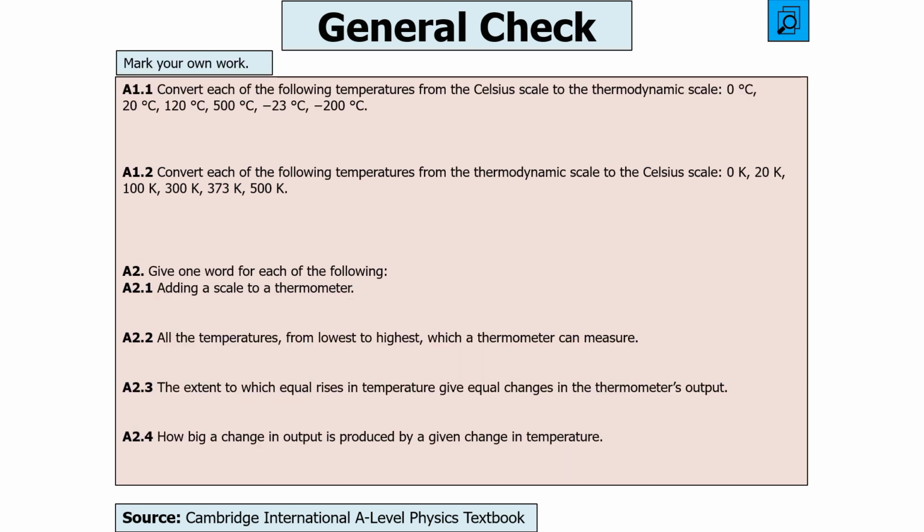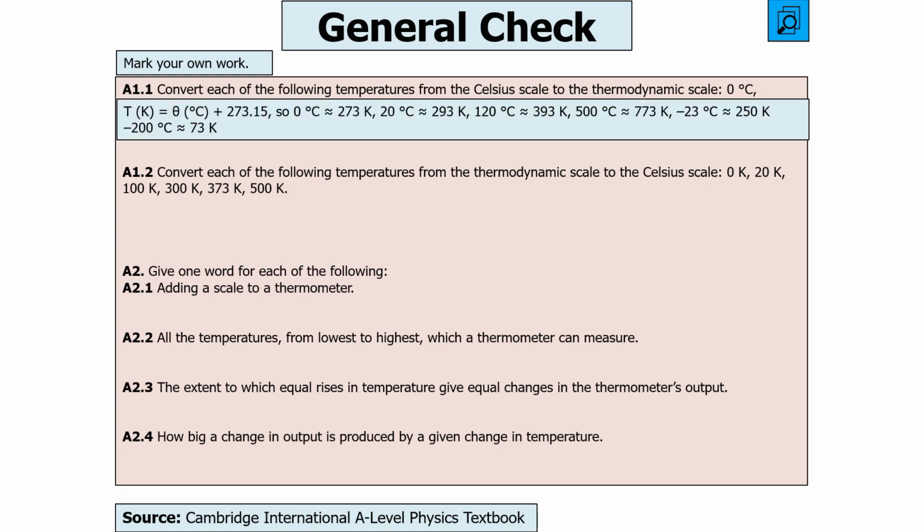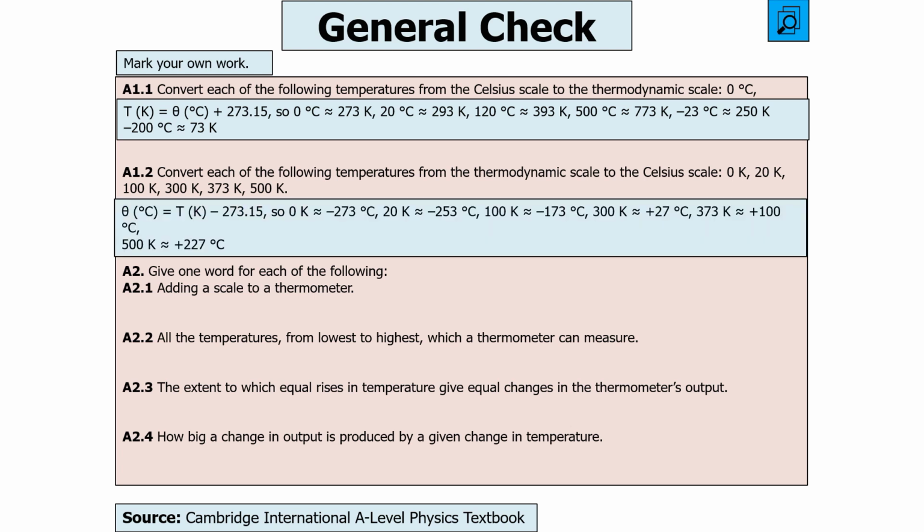Right, we need to know the difference between the temperature in Kelvin and the temperature in degrees Celsius. So temperature in Kelvin is equal to the temperature in degrees Celsius plus 273.15. So we get 273, 293, 393, 773, 250 and 73 Kelvin. It's the other way around for the next one. So the temperature in degrees Celsius is the temperature in Kelvin minus 273.15. So it's minus 273 degrees Celsius, minus 253 degrees Celsius, minus 173 degrees Celsius, plus 27 degrees Celsius, plus 100 degrees Celsius, and plus 227 degrees Celsius.